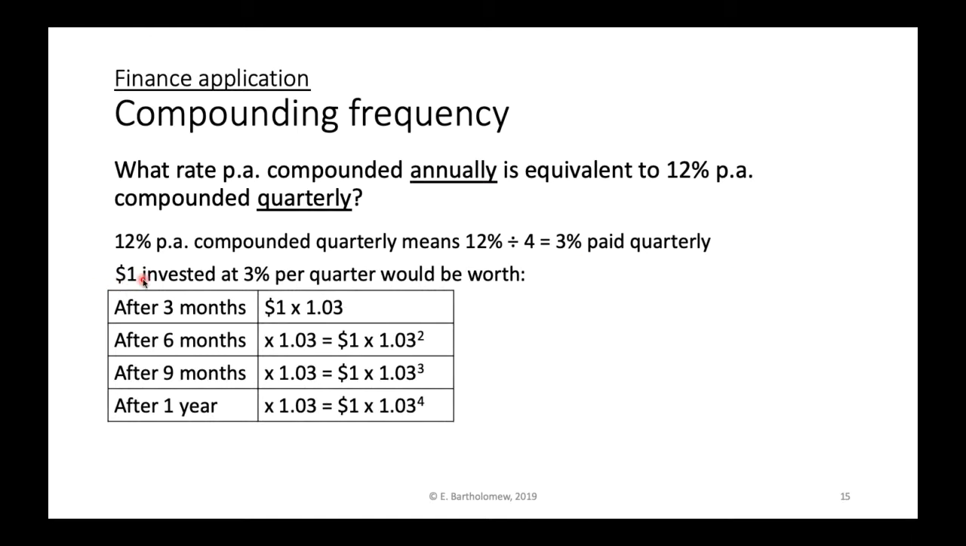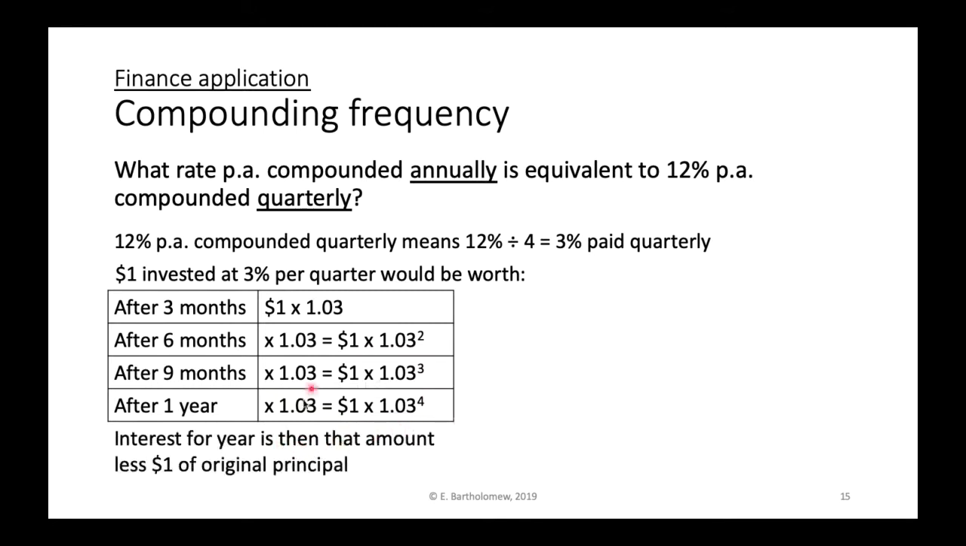Well, let's assume we have $1 invested at 3% per quarter. So after 1 quarter, we have $1 times 1.03. And then after the second quarter, we get 1.03 again on that balance. So we have 1.03 squared at that point. And we get another 1.03. So we're up to 1.03 cubed. And in the fourth quarter, we multiply by 1.03 again, and we get $1 times 1.03 to the fourth.